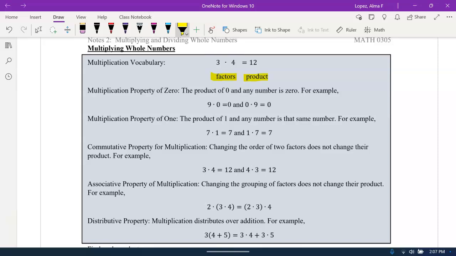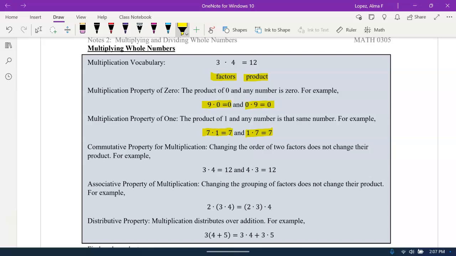The multiplication property for zero is if you multiply a number by zero or zero by a number, you'll get zero. The result will be zero. The multiplication property for 1, when you multiply a number by 1, like 7 times 1, you get 7. When you multiply 1 times 7, you get 7 back. So when you multiply a number by 1, whether it's before or after it, you get that same number back.